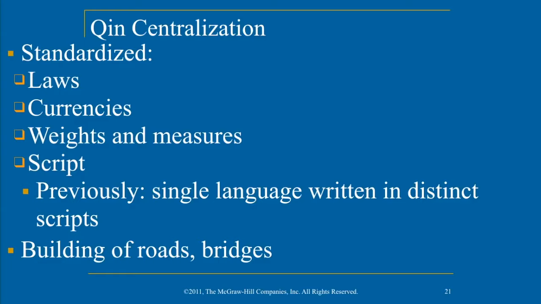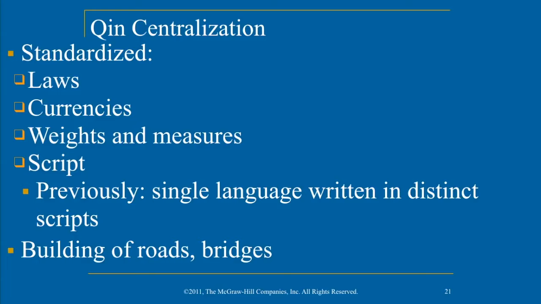The currencies are standardized, meaning that the money is always the same size, shape, its value is the same no matter where you travel within that space. Weights and measurements are made the same. We talked about this in the past, that like a pound in California is the same weight as a pound in New York. And this weights and measurement system helps to facilitate trade and commerce because you know that what you're getting for 1 pound in one region can be compared evenly to another pound in another region.